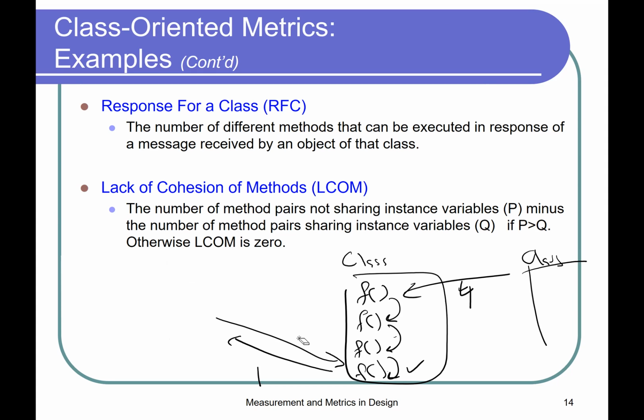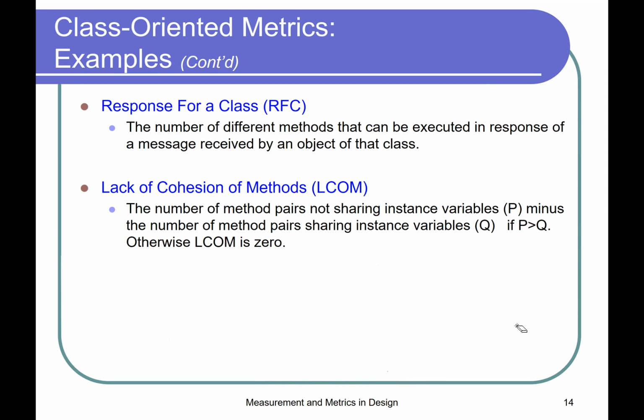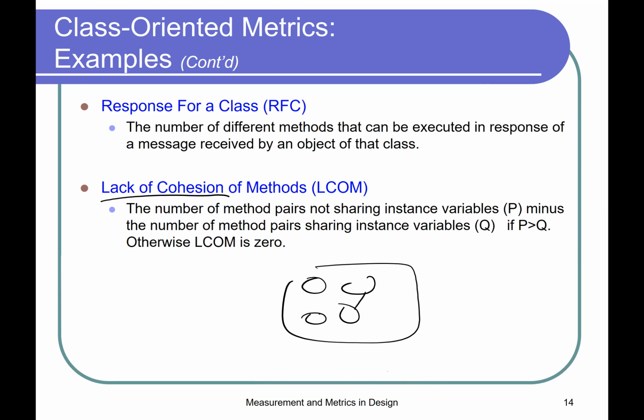The last metric that we're going to look at in this chapter is called the LCOM metric. And LCOM means lack of cohesion. Just like in a package, we want classes to be cohesive, and a lack of cohesion would be a bad thing.